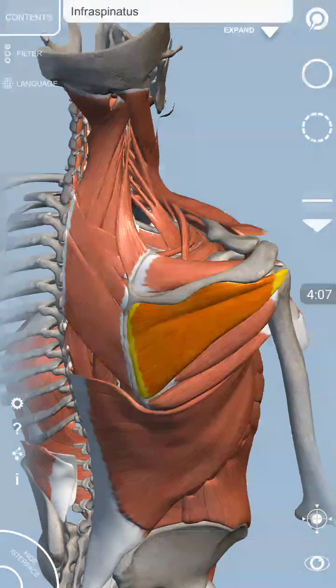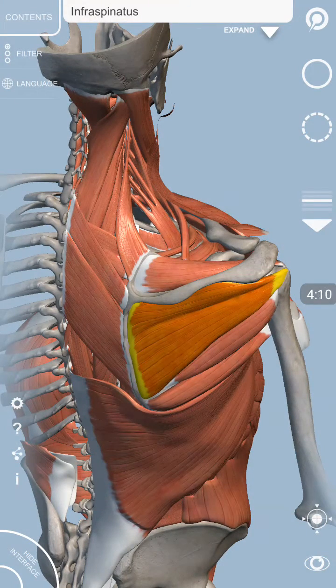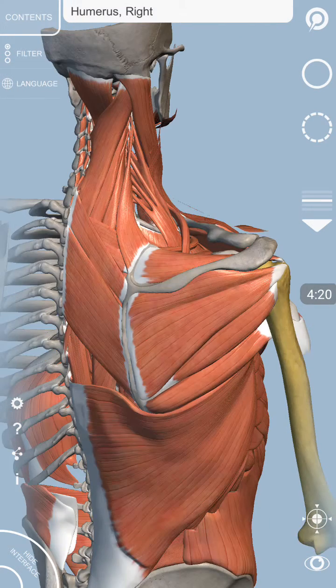Then infraspinatus, look at the infraspinatus, it is originating from the infraspinous fossa and inserted into the middle impression. So this origin will pull the insertion toward itself. As a result, this muscle will laterally rotate the humerus, and when this muscle, which is called teres minor, contracts, this is origin, this is insertion, origin will pull insertion toward itself. As a result, the humerus will laterally rotate.